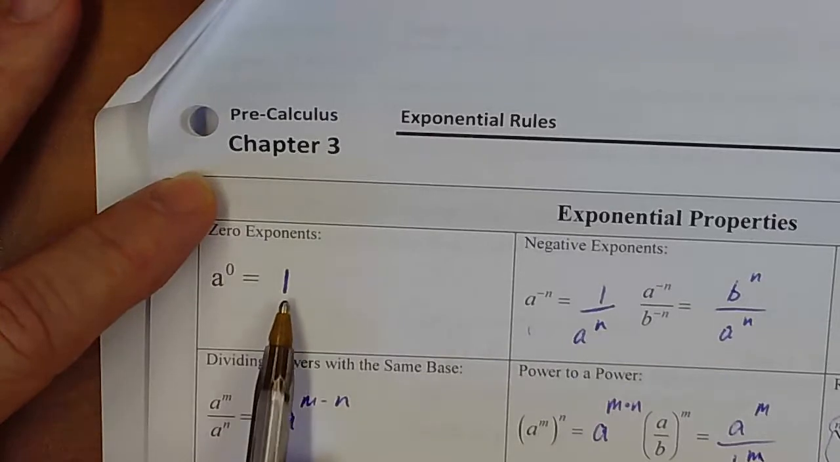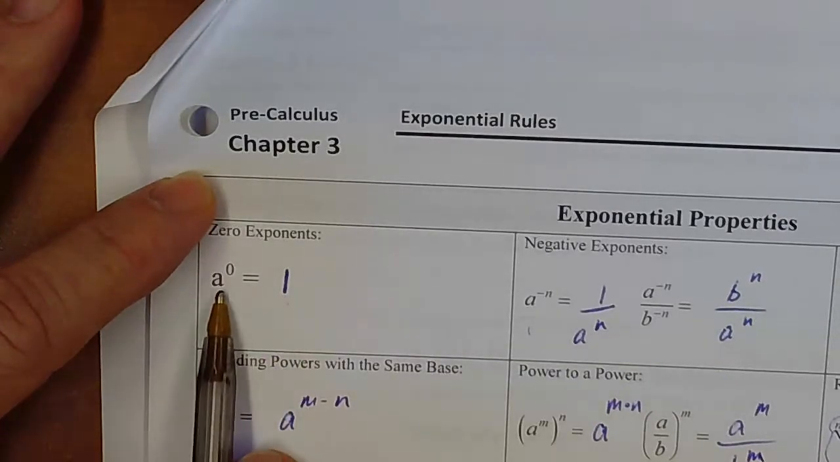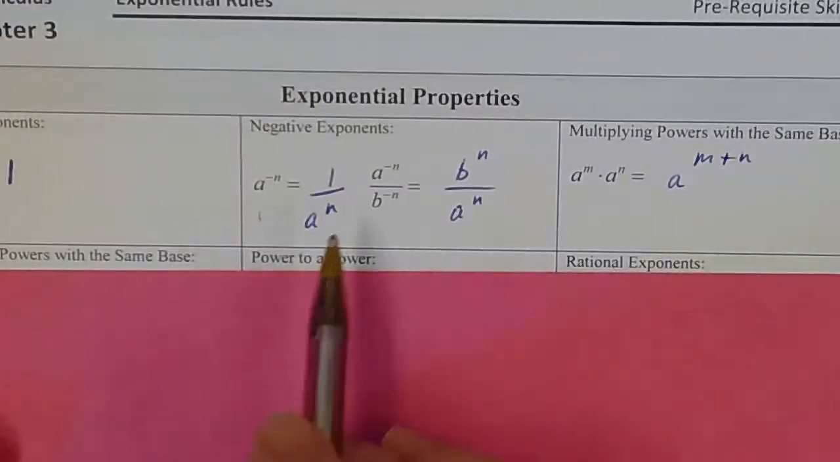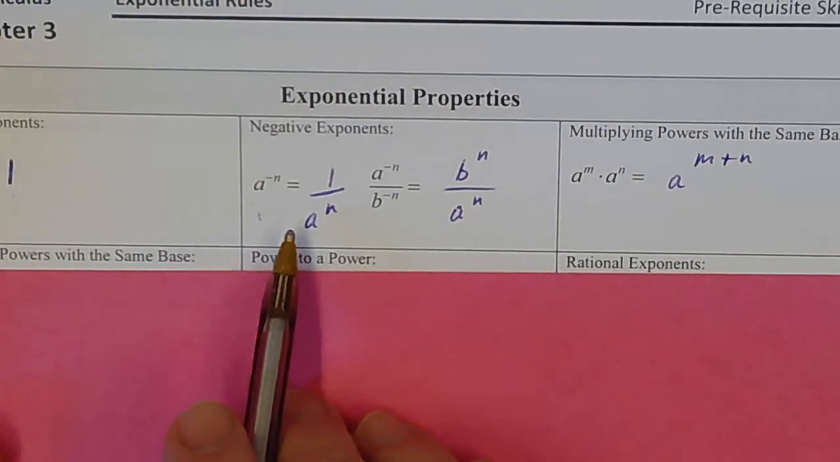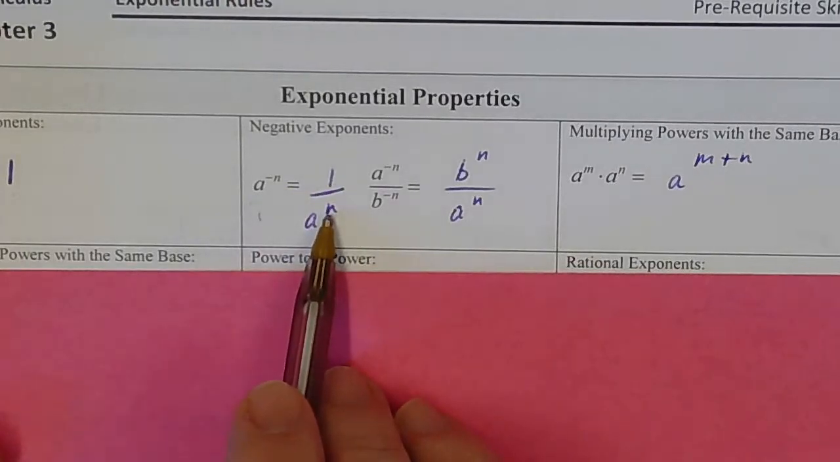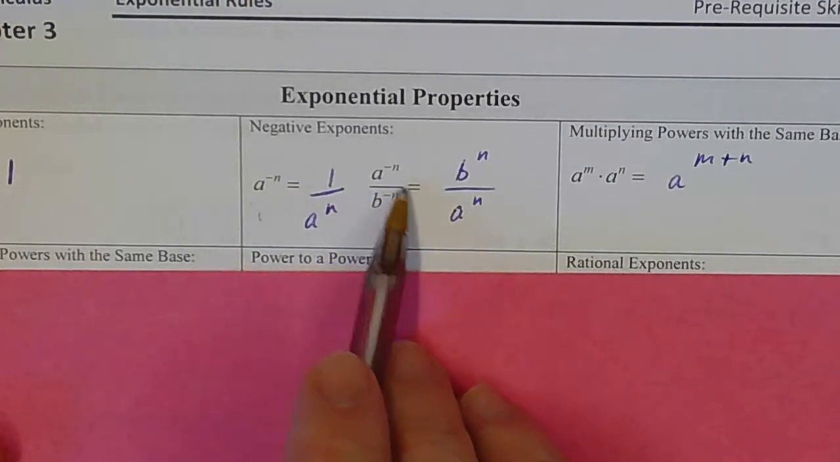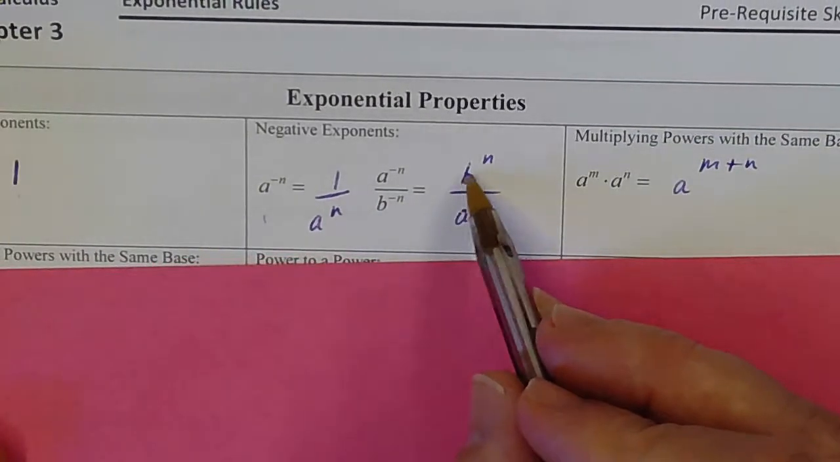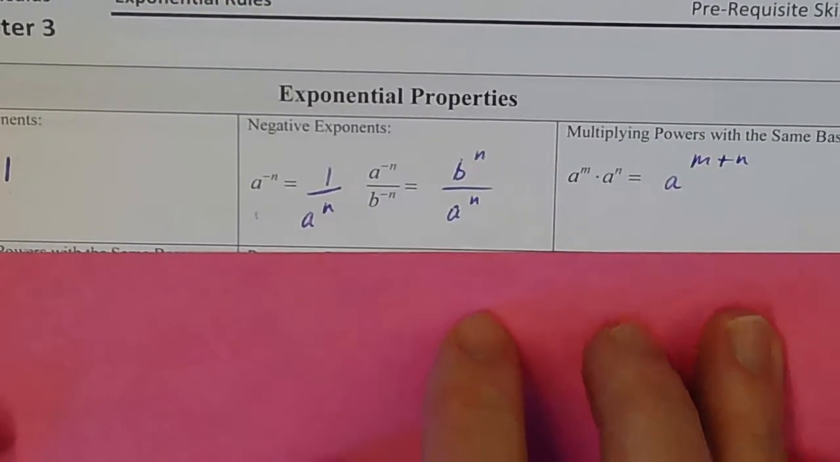Anything with zero power is always 1. Whether it's a variable or a number, it's always 1. Okay, our negative exponent rule says this. If it's raised to the negative n, it's equal to 1 over a to the n. And both of them are negative. They just kind of reverse roles. The b to the negative n, which is the bottom, goes up top, change it to a positive, and so on.